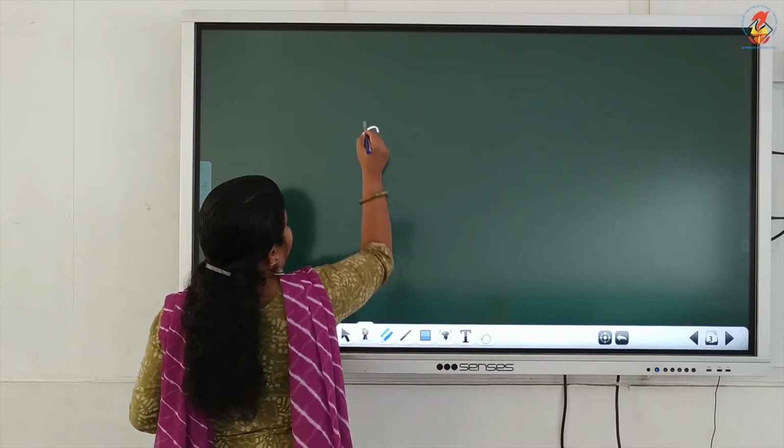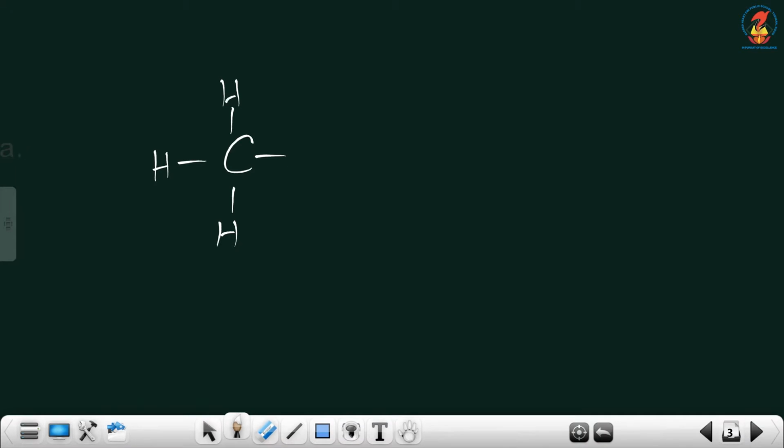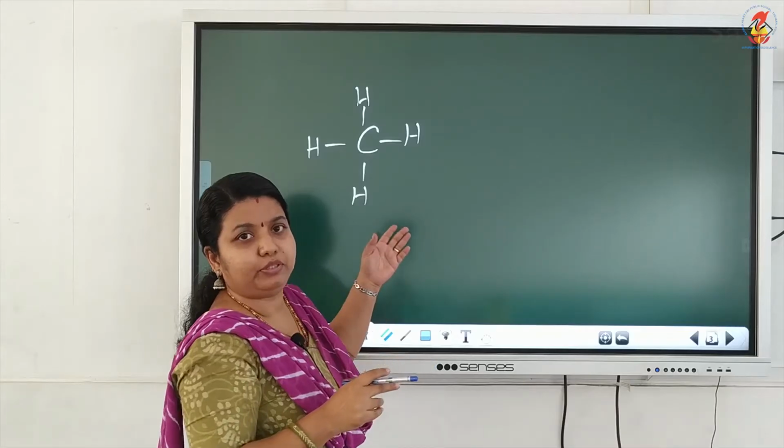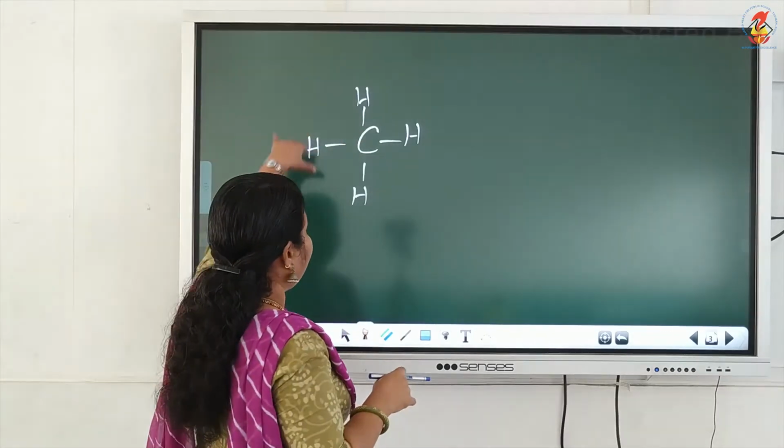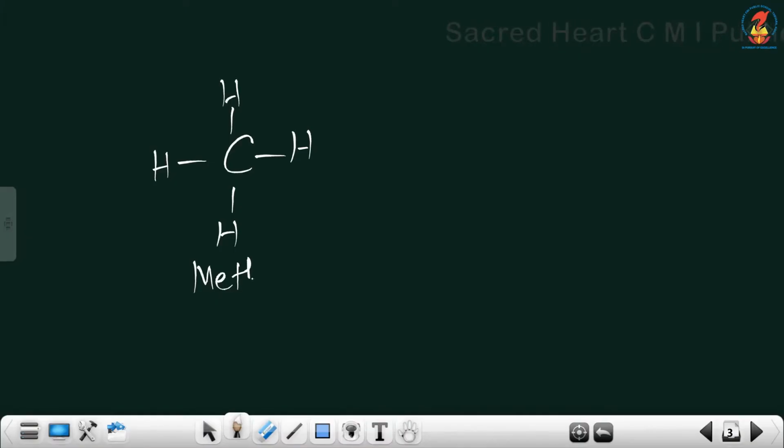So, consider the simplest hydrocarbon. The carbon forms 4 bonds with hydrogen atoms. This is a hydrocarbon, a compound between carbon and hydrogen, where all the bonds are formed between carbon and hydrogen. The name of this compound is methane. In a hydrocarbon chain, one or more hydrogens can be replaced by atoms of other elements.